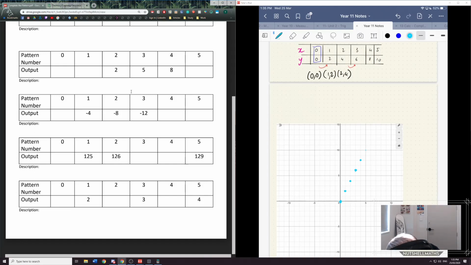And 5 and 10. And what do you notice about this? What do you guys notice about this? What do you notice that's special about all these dots here? Can we make sure we're on task, team? What do we notice about these dots?